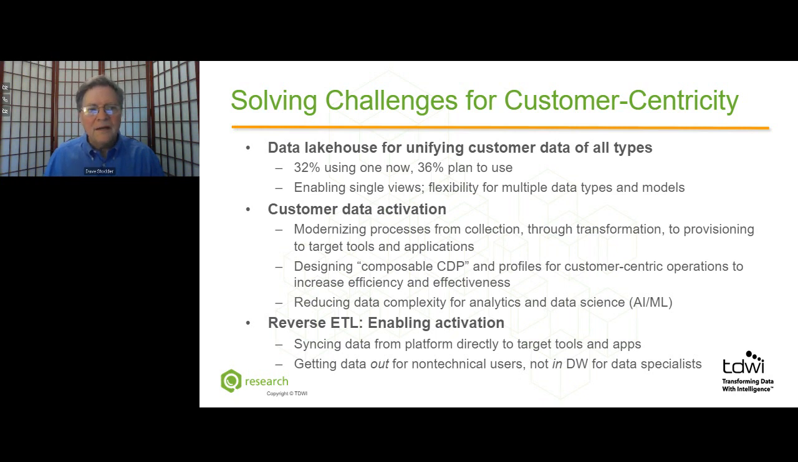Customer data activation. This is about trying to modernize processes all the way through, through the transformation and provisioning, the tools integrated, to get it across that last mile eventually, and make that last mile go a lot faster. So unlocking value that way, enabling insights without the delays, and there's often another hop or two from the BI tools to those end tools and applications. So trying to reduce that and make it much more direct.